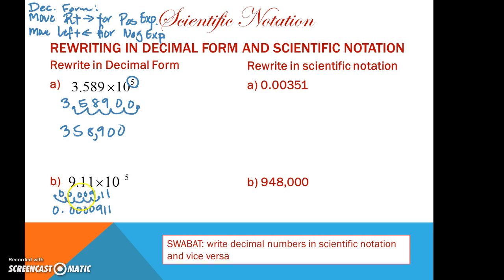911. 1, 2, 3, 4, 1, 2, 3, 4. Just counted my zeros to make sure I was all good. So that, beautiful people, is how we go from scientific notation to decimal form.